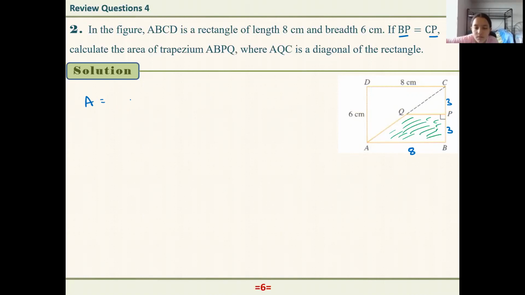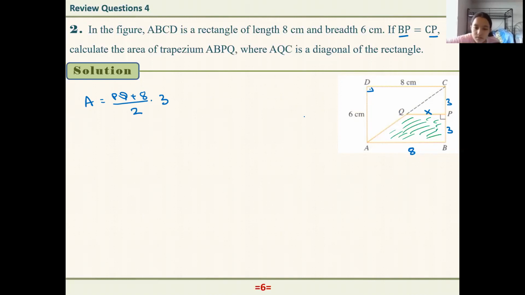This side is PQ. Let's say PQ plus this side is 8, over 2 times height. What is height? 3. The only thing we don't know here is PQ, right? I need to find the value of PQ. What is it? I don't know. Let's say this is X.